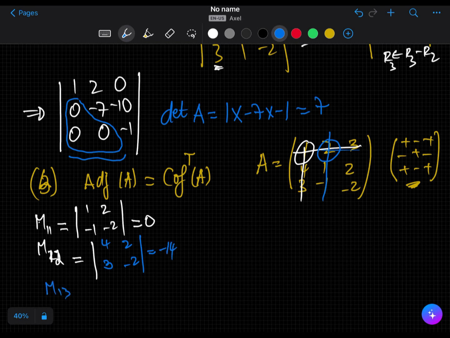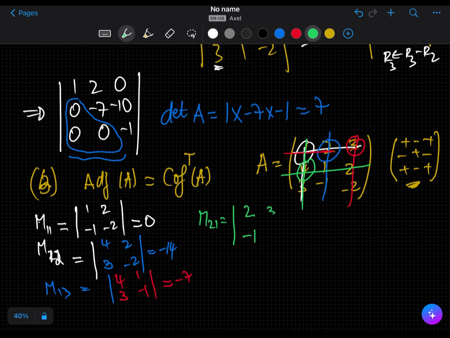If I want to find M13, it is this. I do this, I do this, and this. I remain with 4, 3, 1, minus 1, which is equal to minus 4 minus 3, minus 7. And then I can also find M21, which is this here. So I do this and I do this, right? So I remain with 2, minus 1 and 3, minus 2, right? So this will give me minus 4 plus 3, minus 1.